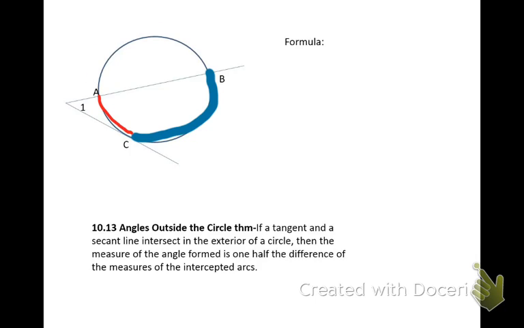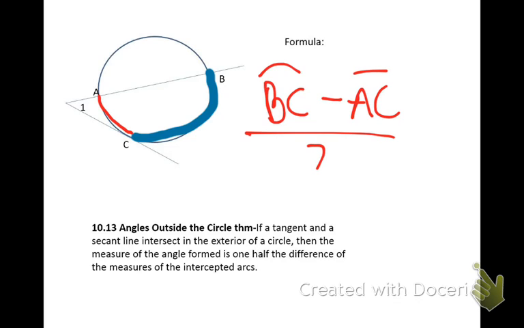So it's going to be BC minus AC divided by 2 equals angle 1. If the angle's outside the circle, you subtract. If the angle's inside the circle, you add. Questions?